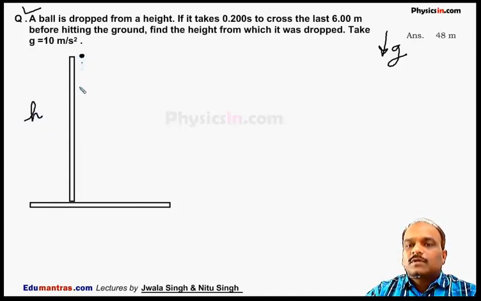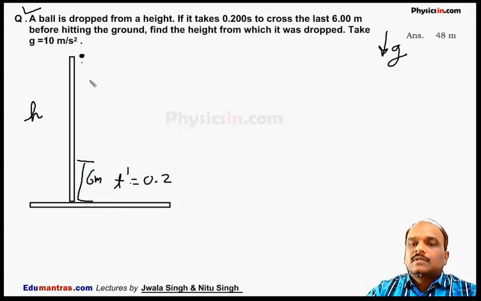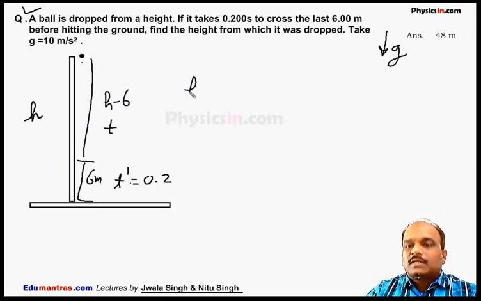This ball starts falling downward, and during the last part, in this time of 0.2 second, it travels a distance of 6 meter. So this distance is h minus 6, and let the time here be t. So I can say h minus 6 is equal to u t plus half g t square. Here u is 0. So h minus 6 is half g, that means 10, into t square.